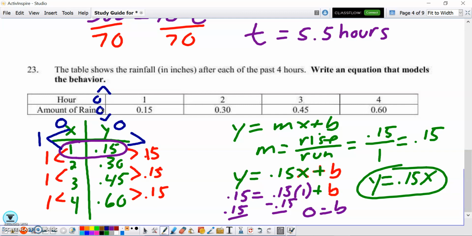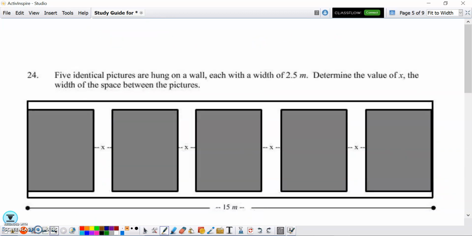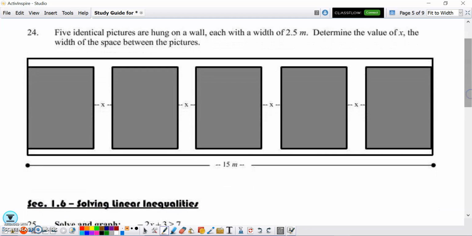All right, let's look at one more. 5 identical pictures are hung on a wall, each with a width of 2.5 meters. Determine the value of the width of the space between the pictures. All right, well, it says that the picture is 2.5, so it's not drawn on there. So from here to here, it's 2.5, and that's on all of them.